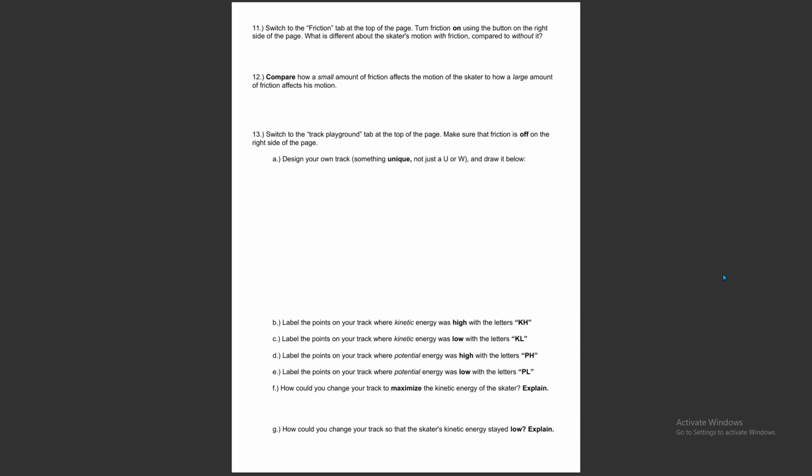All right, welcome back. Hopefully, we can finish the worksheet today. Question number 11. Switch to the friction tab at the top of the page. Turn the friction on using the button on the right side of the page. What is the difference in the skater's motion with friction compared to without friction?